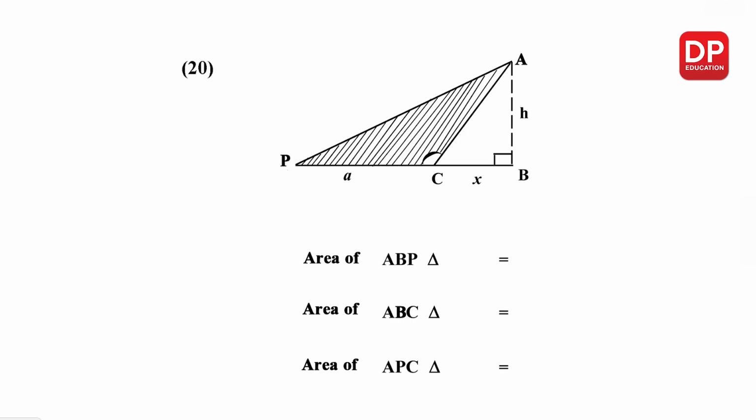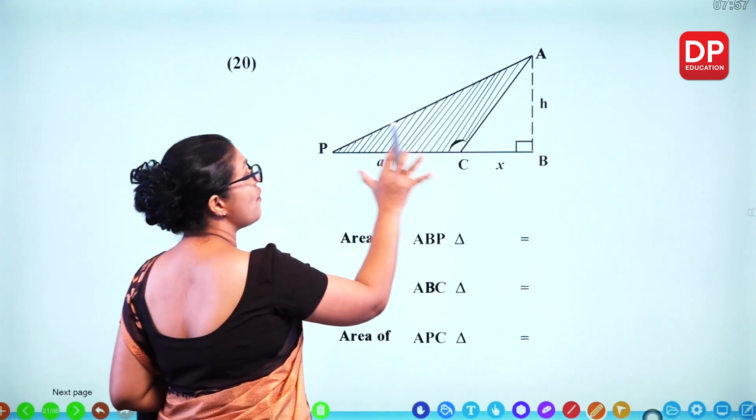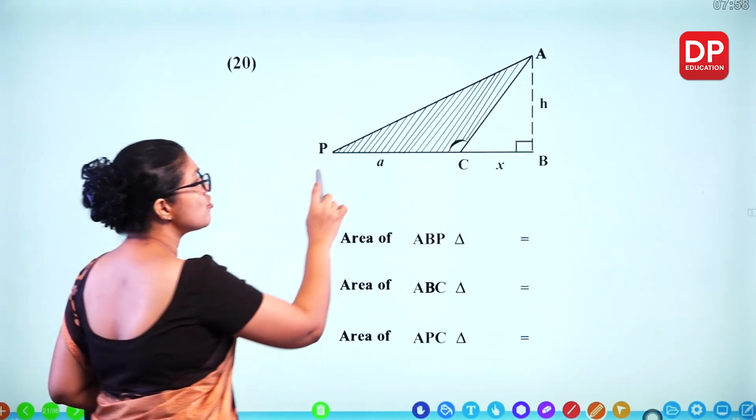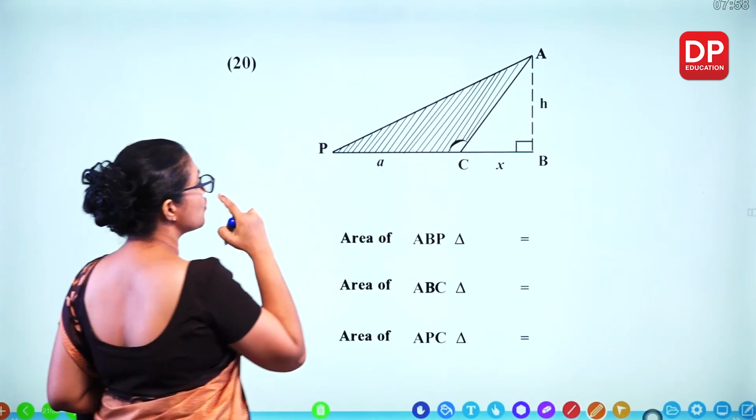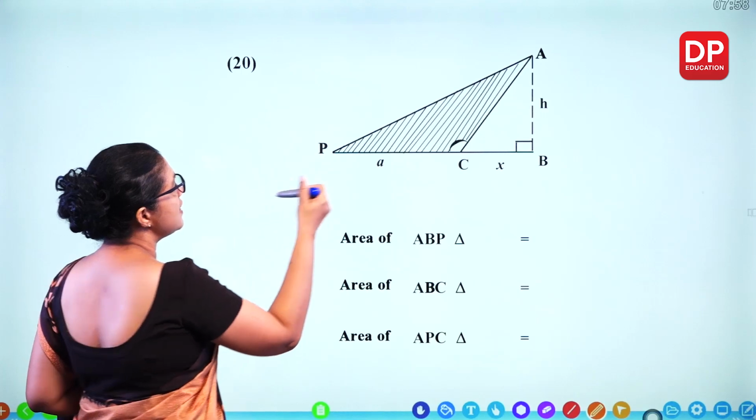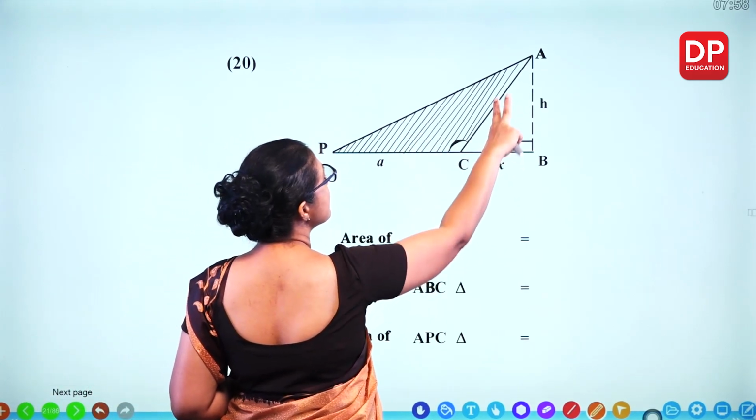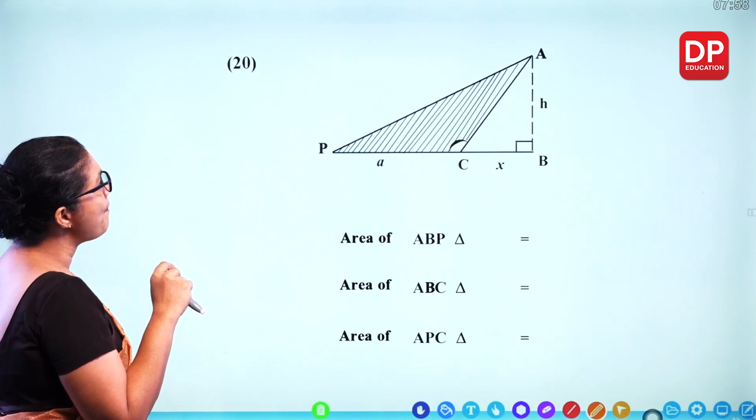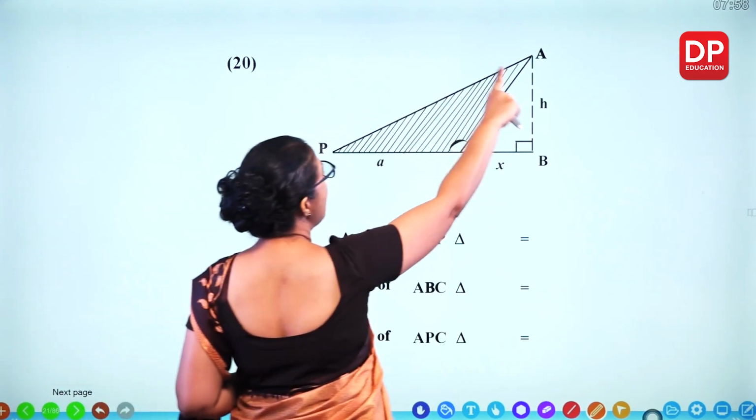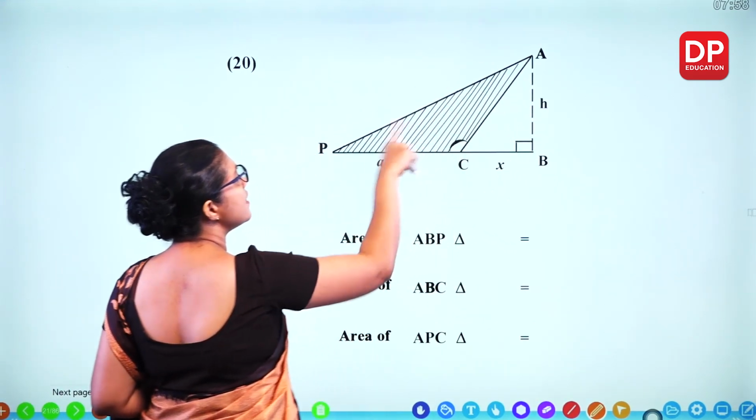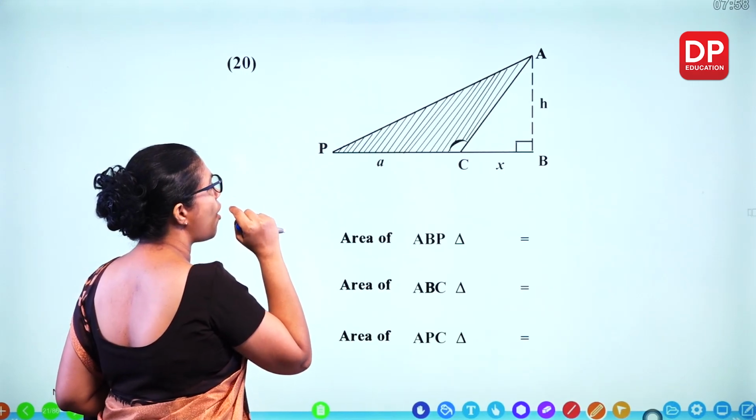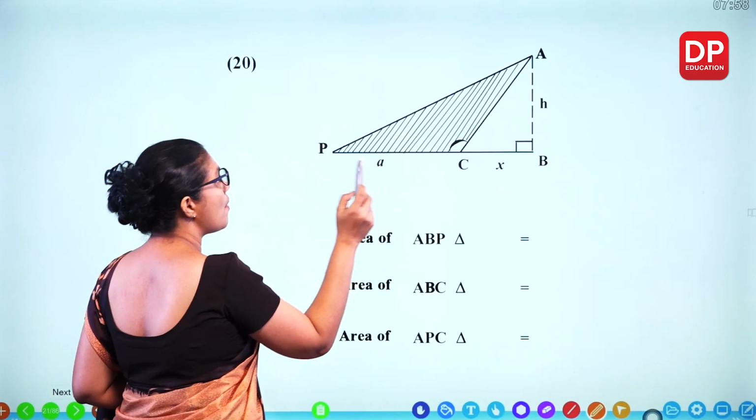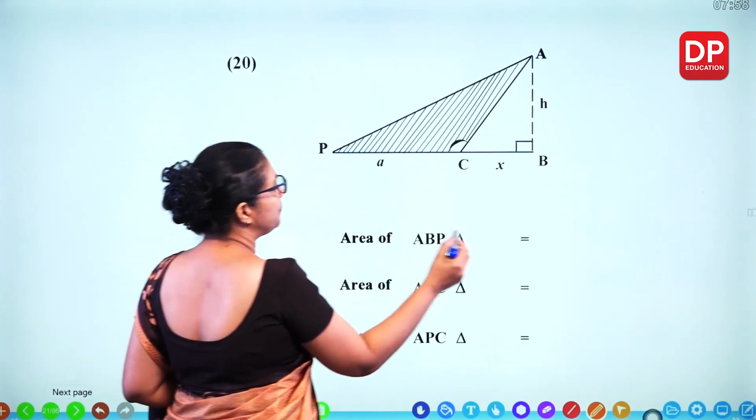Now look at the general one. So we need to find out a formula for the area of an obtuse angle triangle, this area. So how can we do that? We'll take this one as A, this is X, perpendicular height is H. So bigger area minus smaller one, you get the shaded area. That's the obtuse angle triangle. So what's the area of the bigger one? ABP.